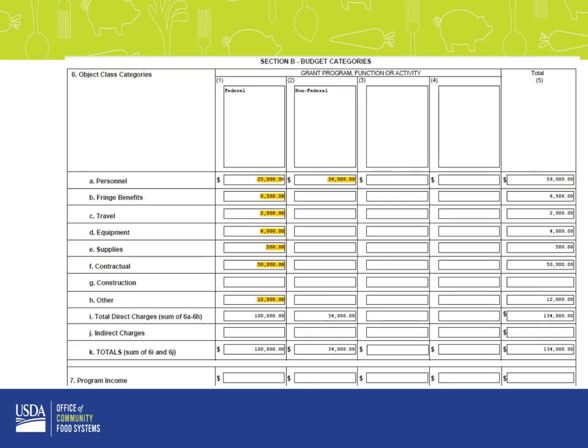So you would enter the amounts for the different categories where applicable. I entered them for everything but construction. There's no construction on these grants. That doesn't mean you have to have personnel, fringe, travel, equipment, supplies, contractual, or other, but those are the common categories. And then it will tally it for you itself.